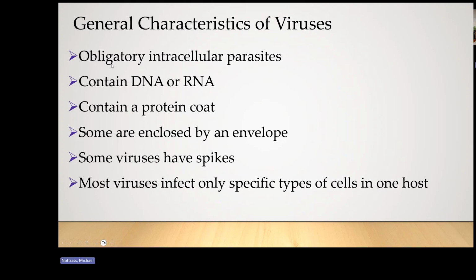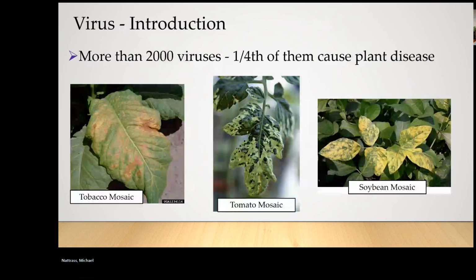Okay, so the characteristics, we can have either DNA or RNA and a protein coat. Maybe it's got spikes so that it can get in, and each different virus has a different way that it attacks those host cells. And if you get more into virology, you'll know more about that. But just have an understanding that viruses, once you have them, are very difficult to get rid of. So we've got over 2,000 of these, and about a quarter of them are going to cause plant disease. Some of the different viruses are tobacco, tomato, or soybean mosaic virus.